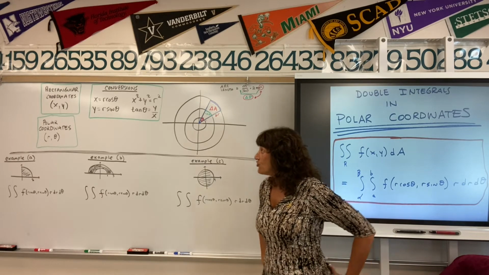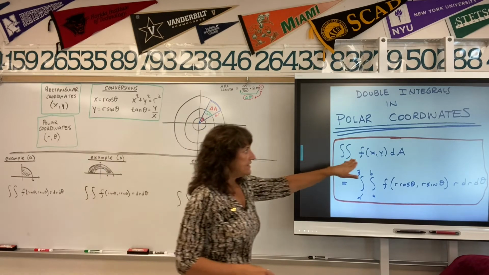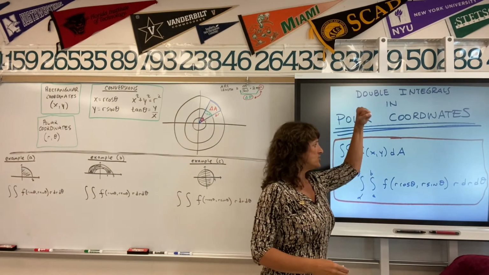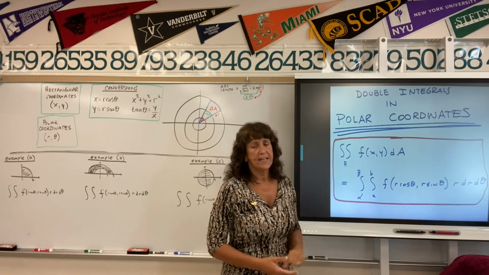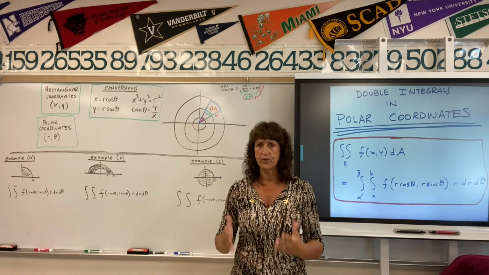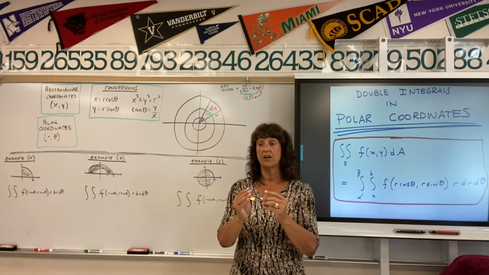So we'll be doing the conversions. dA is going to be converted to r dr d theta. We're going to take dA and change it to r dr d theta. For the integrand, your multivariate function, you're going to take the x's and convert them to r cosine theta, and you're going to convert the y's to r sine theta.